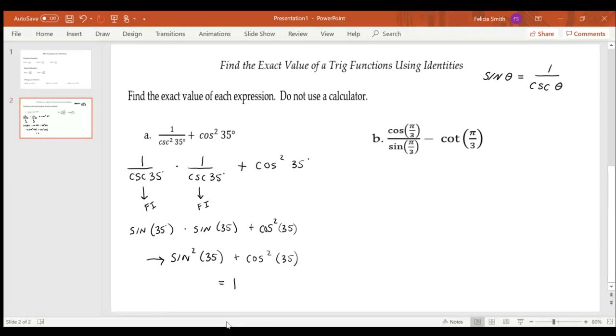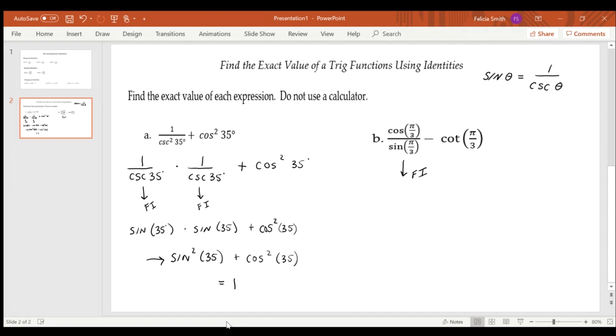Now let's go ahead and take a look at part B. This time we're working with radians instead of degrees, and that's okay. We're going to be using our fundamental identities. And in this problem, we have cosine of pi over 3 divided by sine of pi over 3. That whole fraction minus cotangent of pi over 3. And again, we're not using a calculator, so we're going to go ahead and use our fundamental identities.